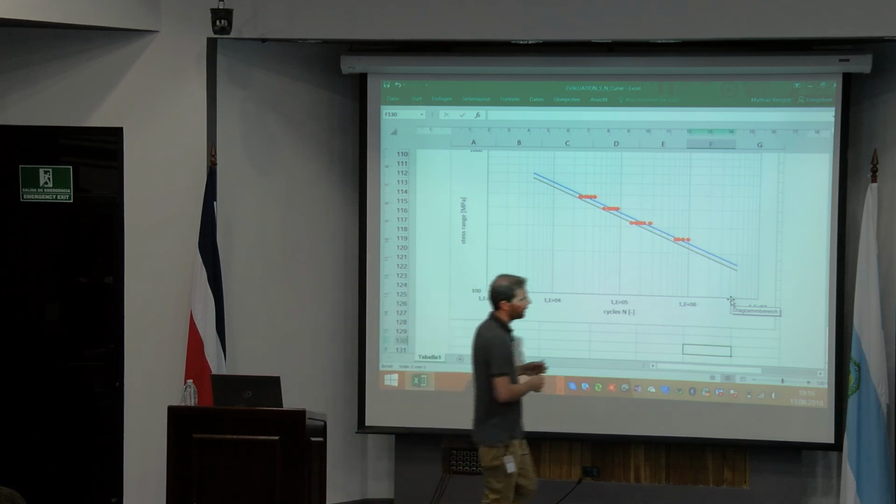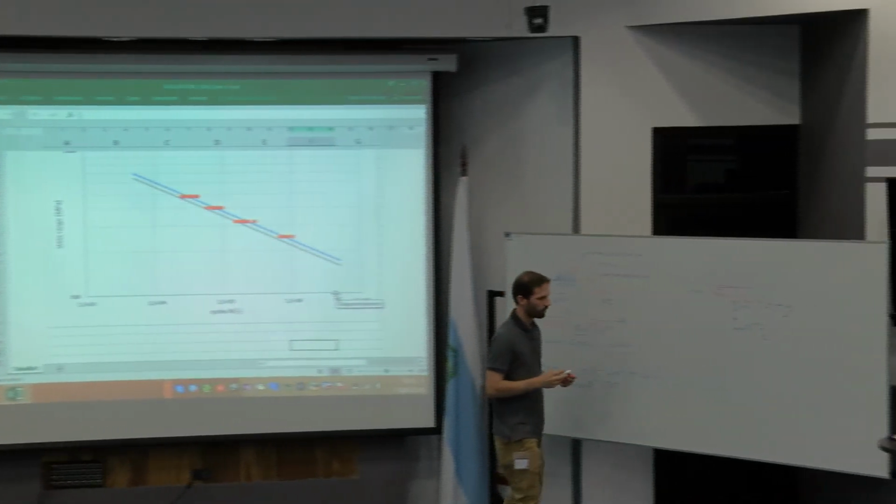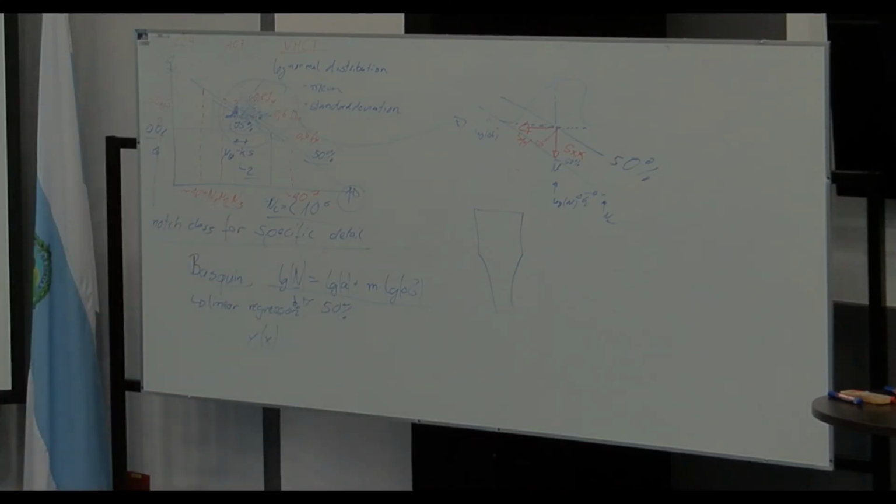For the very high cycle fatigue area, I could not find a good example, actually, also in our database.